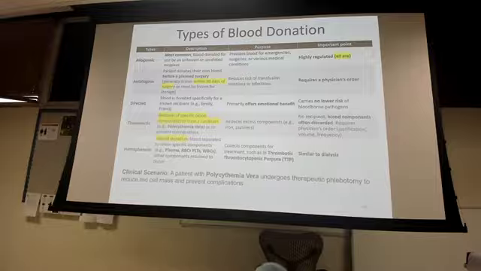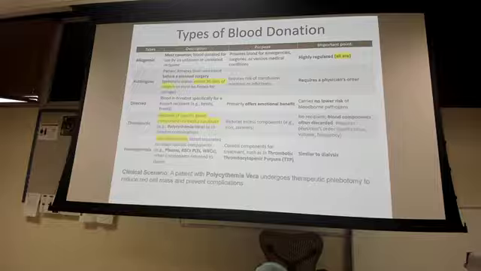Then you have autologous. So this is usually when a patient donates their own blood. This is before like a planned surgery. A lot of times if someone is, before they start any type of medication, sometimes they'll take this as well. But this does require a physician's order.